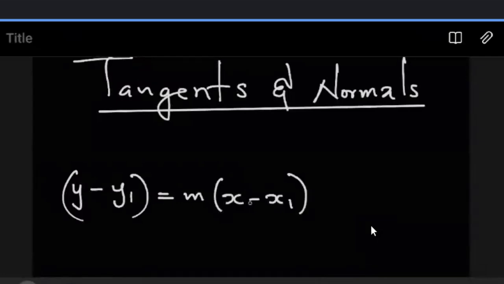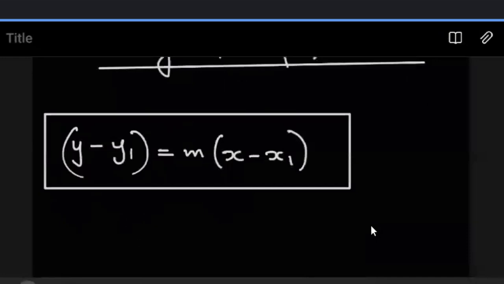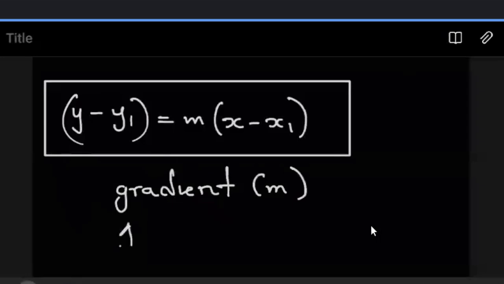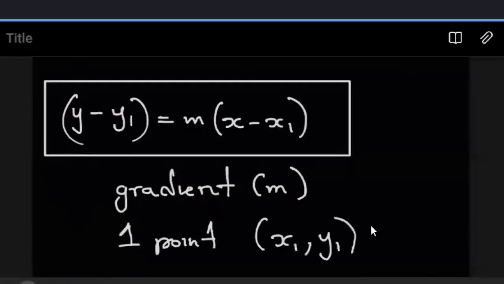So in other words, if you have the gradient of a line, M, and one point on that line, any point, let's say x1, y1, then according to this expression, we can determine the equation of that line. All we need is the gradient of that line and any point on that line. So this is all we need to come up with the equation of a straight line.